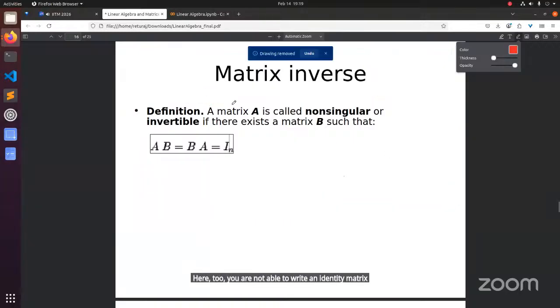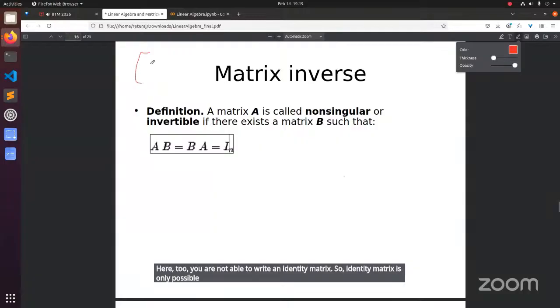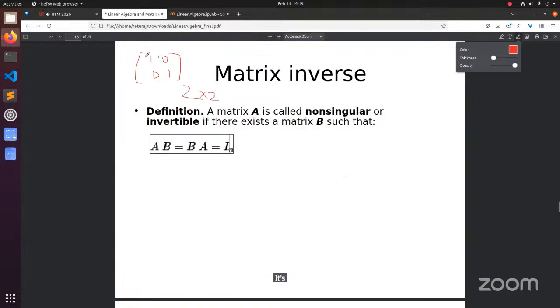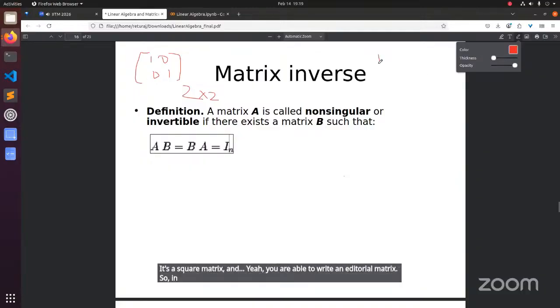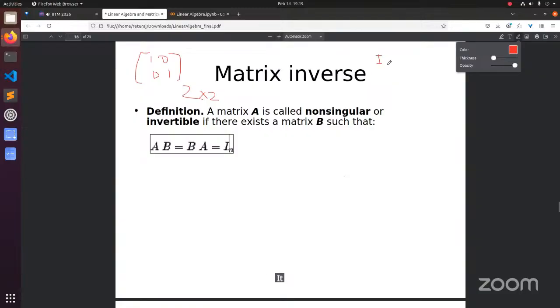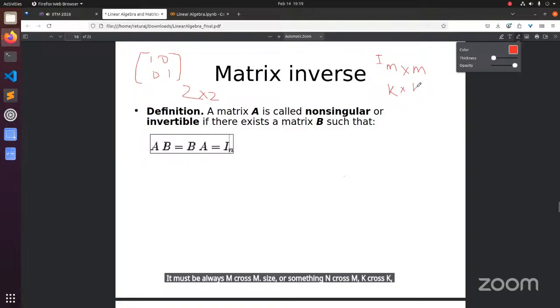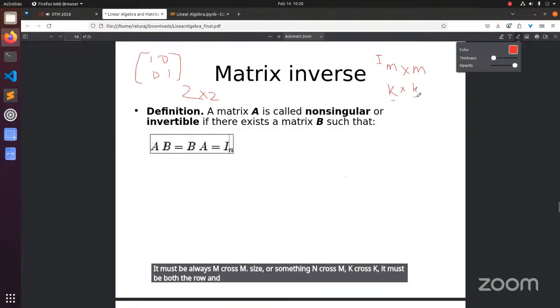So identity matrix is only possible when you have something like this form: 1 0 0 1. It is size 2 cross 2. It's a square matrix and you are able to write an identity matrix. So in identity matrix, it must always be m cross m size, or n cross n, k cross k. Both the row and column counts should be the same. Otherwise, you will not be able to write an identity matrix.